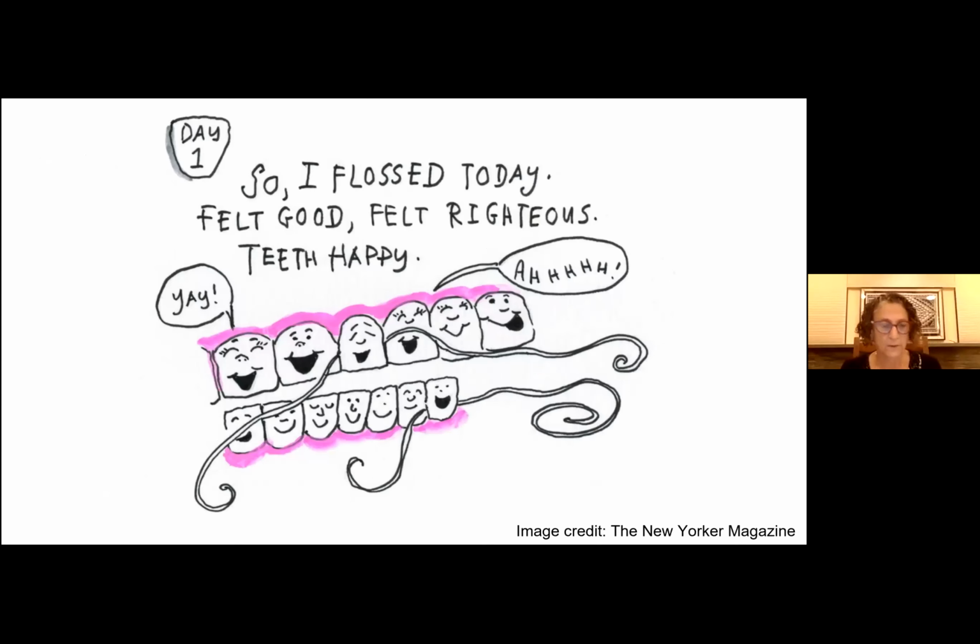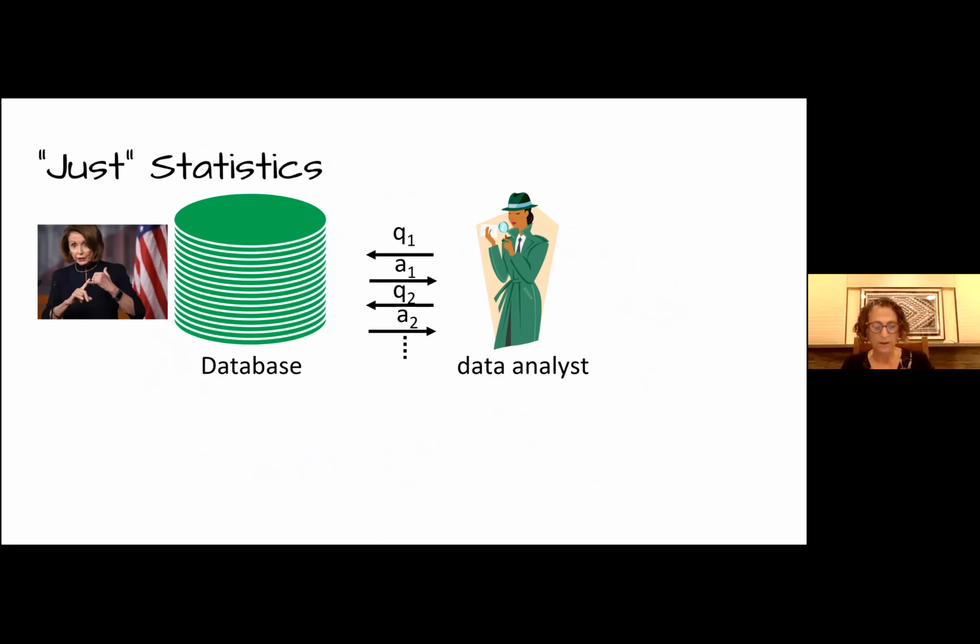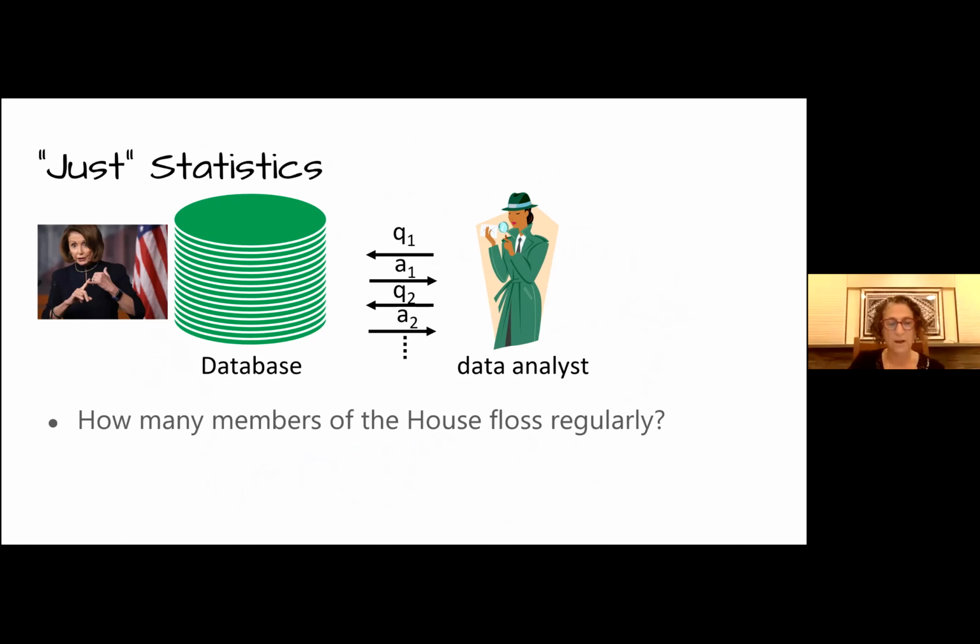Okay. So let's use flossing as an example. Whether you floss regularly or not is a sensitive attribute in this talk. Let's go back to the just statistics intuition, and let's ask, how many members of the House of Representatives floss regularly? Your sense is probably that if you get the answer to this question, you really haven't compromised anybody's privacy. Some fraction of them will floss regularly, some of them don't, and it doesn't seem to be disclosive in any way.